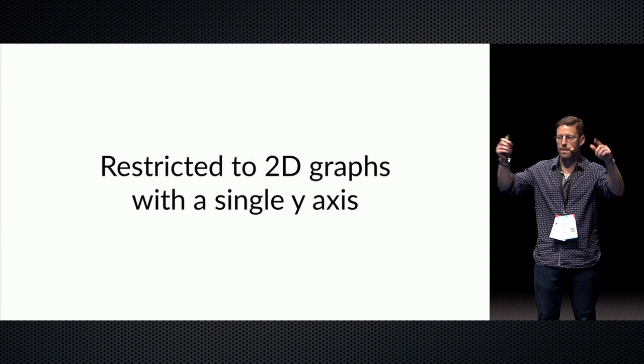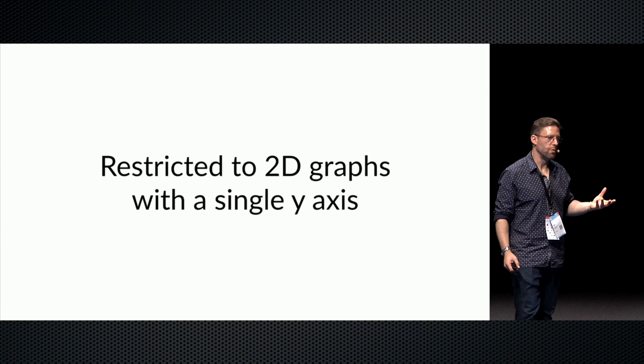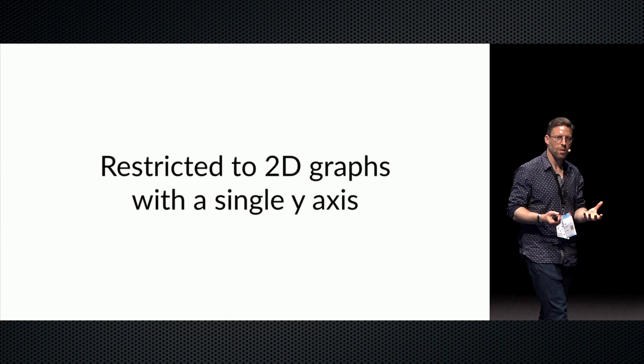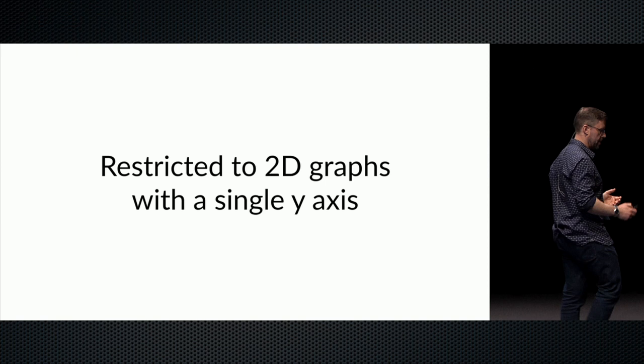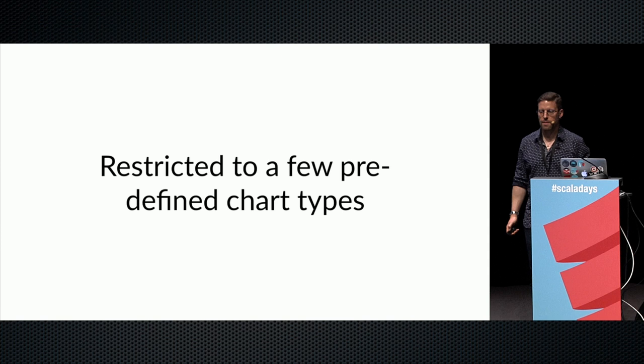So none of these fancy graphs that have two y-axes with different scales. We might add that later, but it's just an example of how you limit the domain, you make it easy to achieve a particular goal, but you limit what you can actually do. You can't do some crazy pictures like we'll see later. Okay, so there are a few predefined chart types that you have to basically work with in this model.